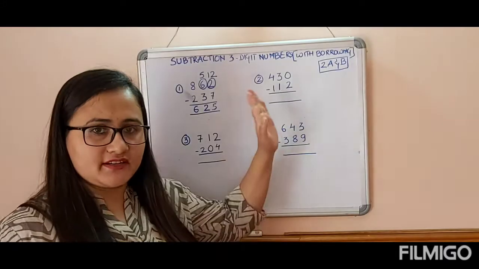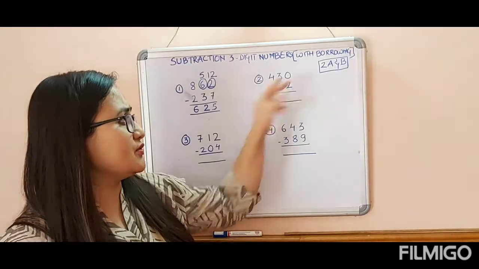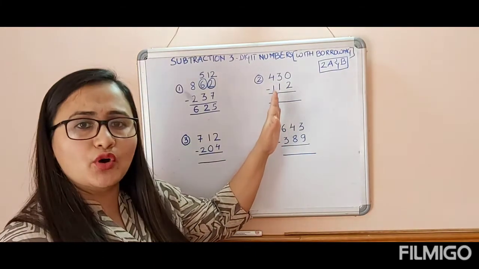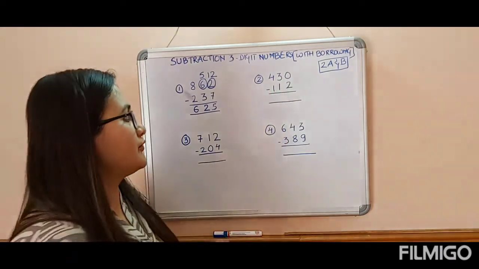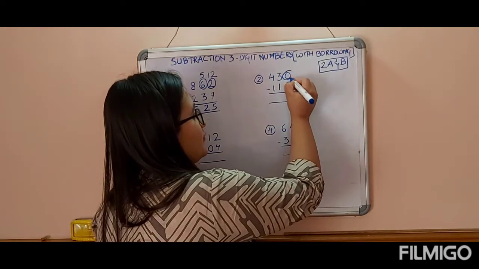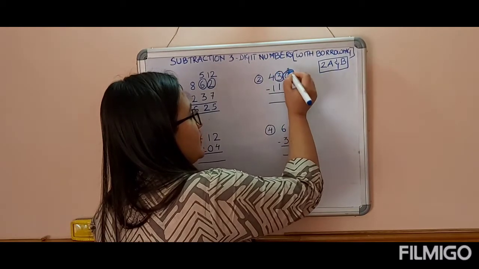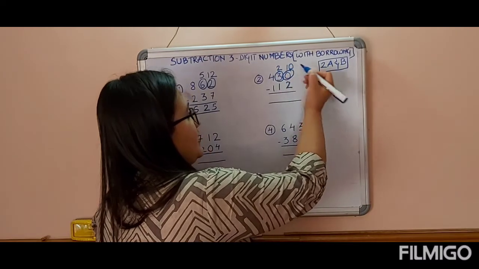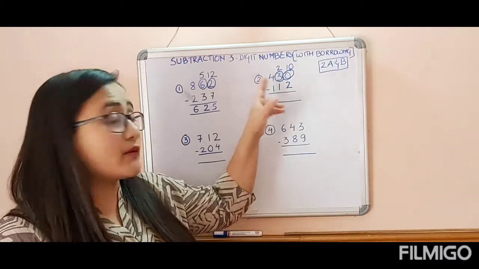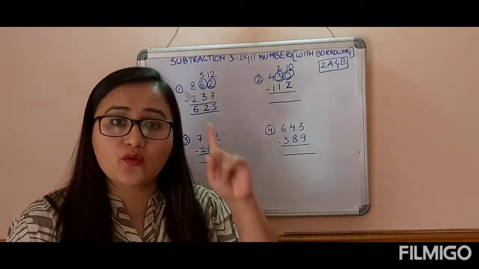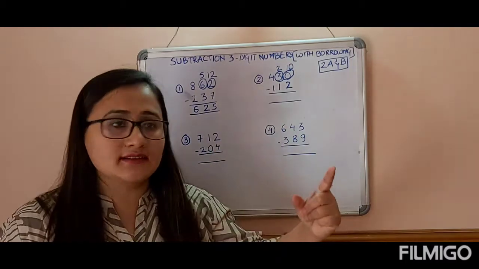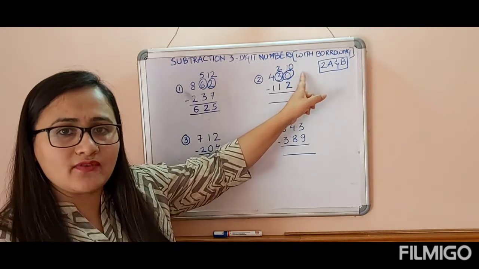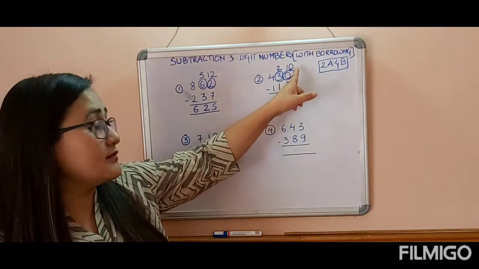So now here, pay attention everyone. Here we have 0. As you all know, 0 has no value. So what will you do now? You will borrow from the tens place. When you borrow from the tens place, this will become 2 and this will become 10. We are not borrowing 1. That day also I told you, we are not borrowing 1. We are borrowing 10 tens. That is why when we add 0 plus 10 tens, this becomes 10.